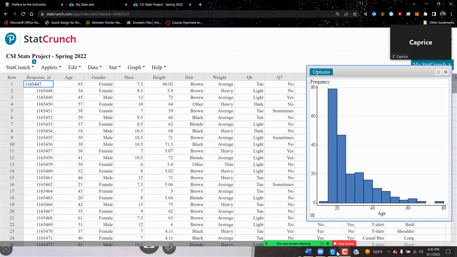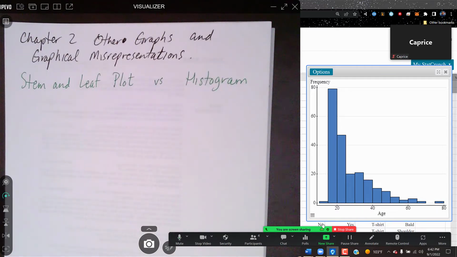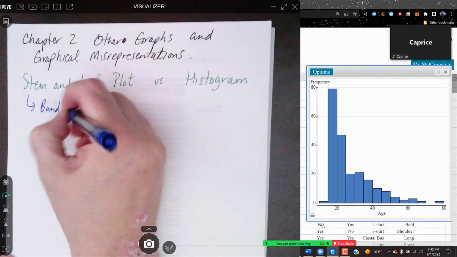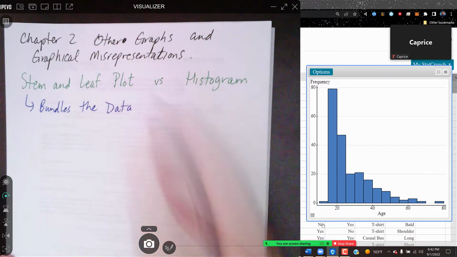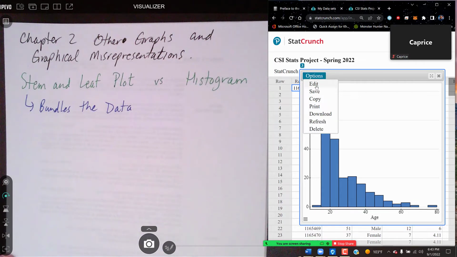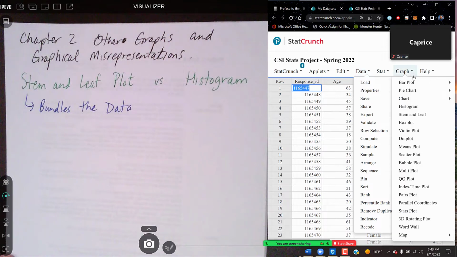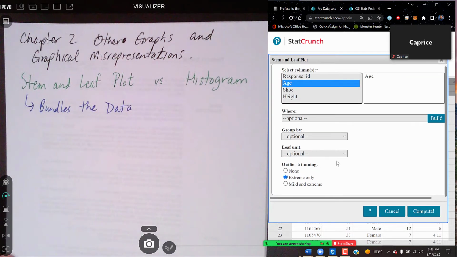So what does this stem and leaf plot have versus the histogram? The stem and leaf plot bundles the data. We can still bundle the data. Let me see if I can set my own bins on it. I know I can on that one. I cannot set my own bins though.